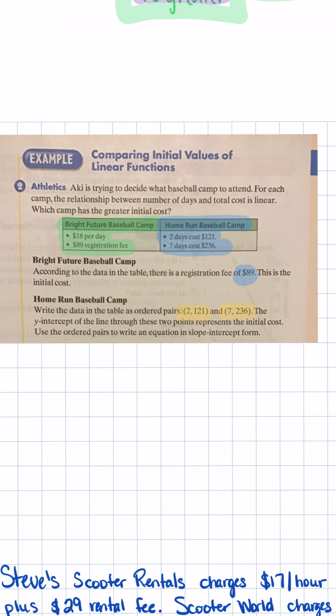So we're going to take 236 and subtract 121 and put that over 7 minus 2. So 236 minus 121 equals 115, and 7 minus 2 equals 5. If we divide those, that equals 23. So that's the slope.